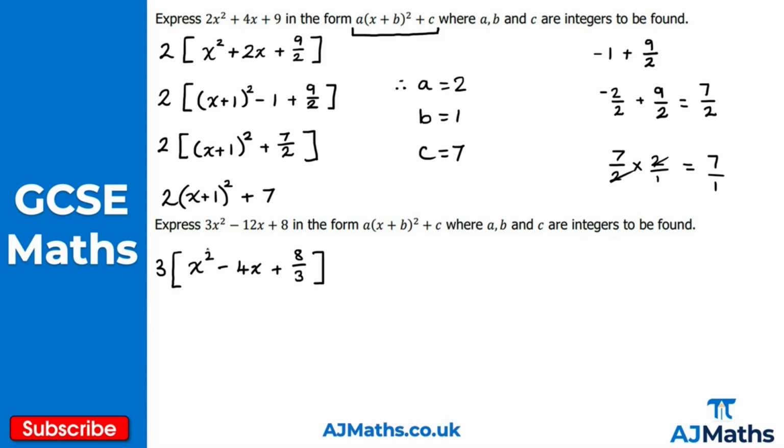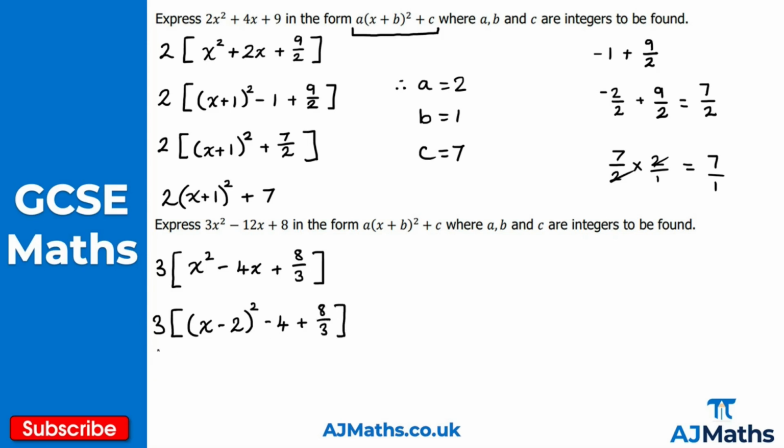Now from here, once we've got the coefficient of x squared being 1, like it is in this case, we can complete the square on this quadratic inside the square brackets. So write the 3 on the outside, and I'm going to get x, half the coefficient of this x, so that's going to be minus 2. We square this bracket and we subtract this value squared, so that would be minus 4. Don't forget the 8 over 3, so that's plus 8 over 3.